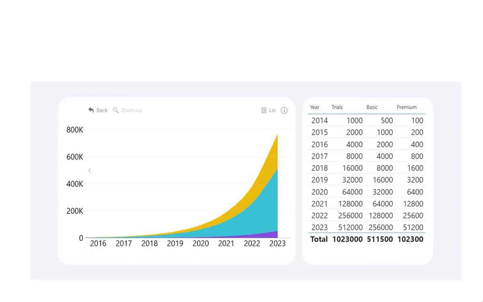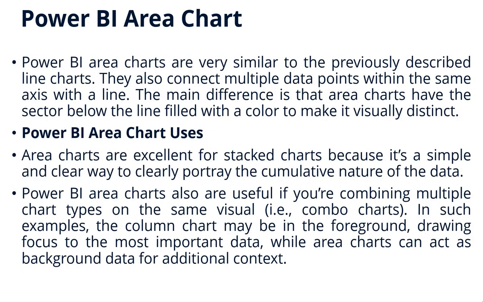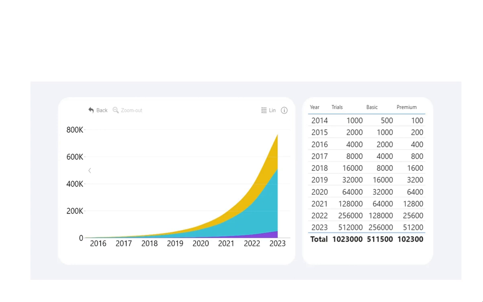This is an example of an area chart. Here we have a stacked chart because it's simple to clearly portray the information. If you look closely, you can see that this area chart is a filled line chart where each and every line is filled with a distinct color to justify the data we really want to see.